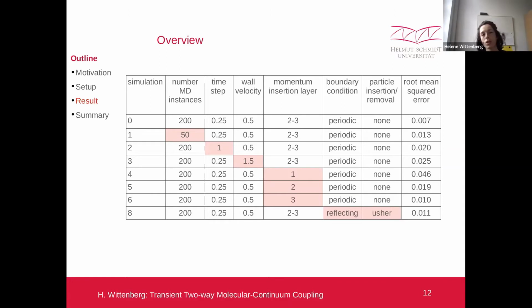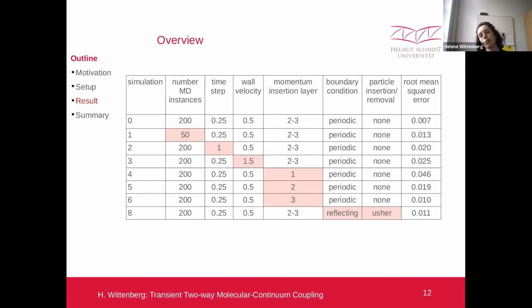From now on, I will usually change one parameter so we can see the influence of this parameter. At first I would change the number of molecular dynamics instances, and as you can see, the error goes up by a factor of 2, which is due to the fluctuations, as I said. As in the second and third simulation, increasing the time step or the wall velocity, we will have a bigger time gradient, and thereby the error also increases.